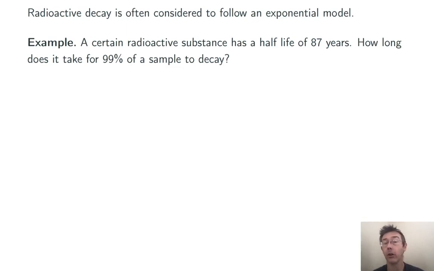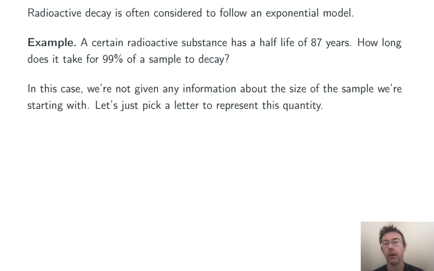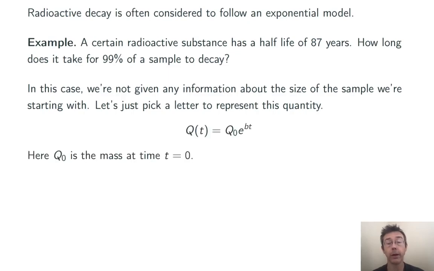Radioactive decay is also often considered to follow an exponential model. In this case, we're going to have exponential decay. For example, a certain radioactive substance has a half-life of 87 years. How long does it take for 99% of the sample to decay? Notice here that we're not given any information about the size of the sample. So let's just pick a letter to represent this quantity. We're going to use Q for quantity, and so we'll use Q naught, Q with a subscript 0, to represent the quantity at time 0. It's an unknown coefficient here.